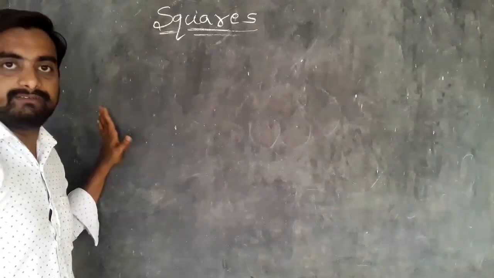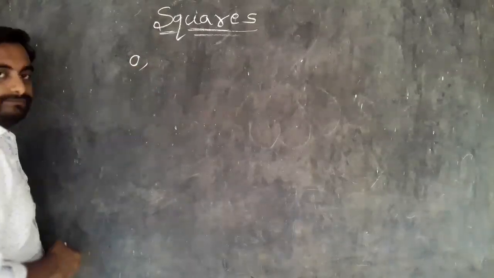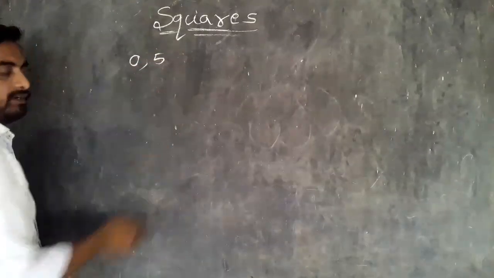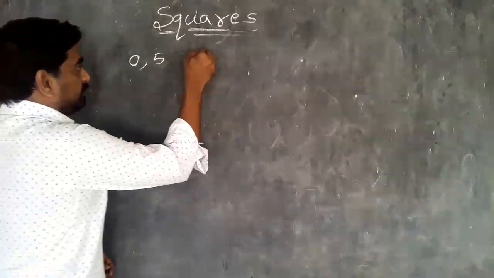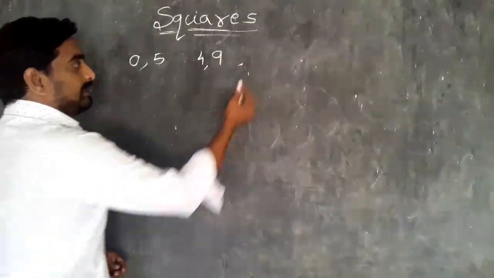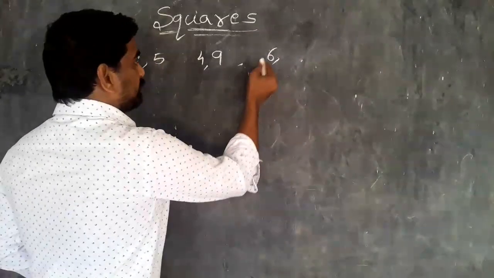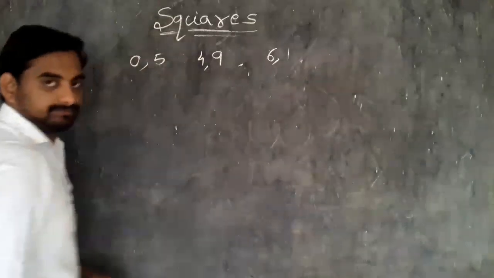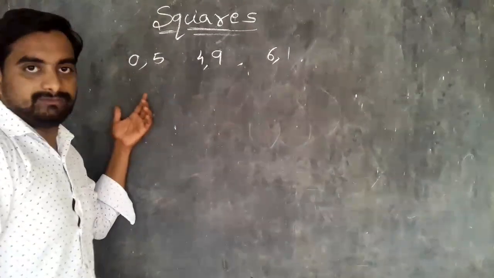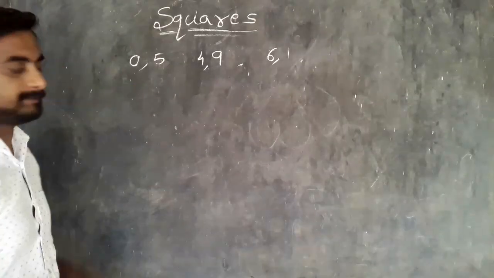First of all, I divide numbers for squares as a number ending with 0, a number ending with 5, a number ending with 4, a number ending with 9, a number ending with 6, and a number ending with 1. I have a technique based on the ending number. So first we see 0 ending numbers.